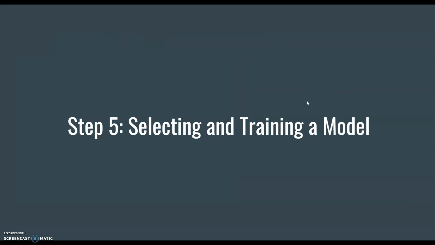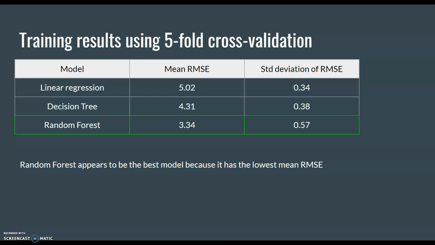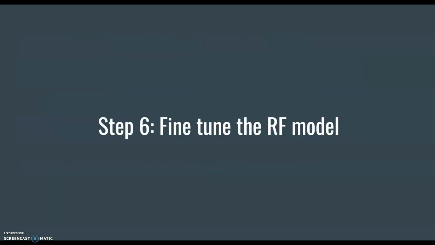So, selecting and training a model. There are three types of models I've tried: linear regression, decision tree, and random forest. And random forest yielded the lowest RMSE, so I selected that as the model to use moving forward. And all of this was tested using fivefold cross-validation in the training set.